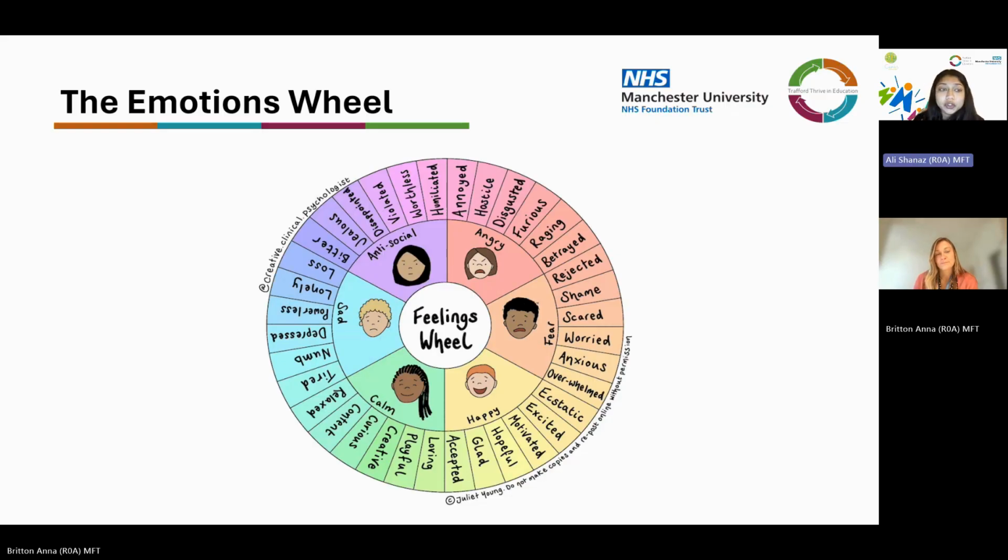So it's a good tool to use when trying to support them because it's difficult for young people to know and verbalize exactly what emotion they are feeling. So what it looks like is there's different categories on the wheel, and they basically split off into different emotions. So it just helps the young person to build that skill of verbalizing how they're feeling.